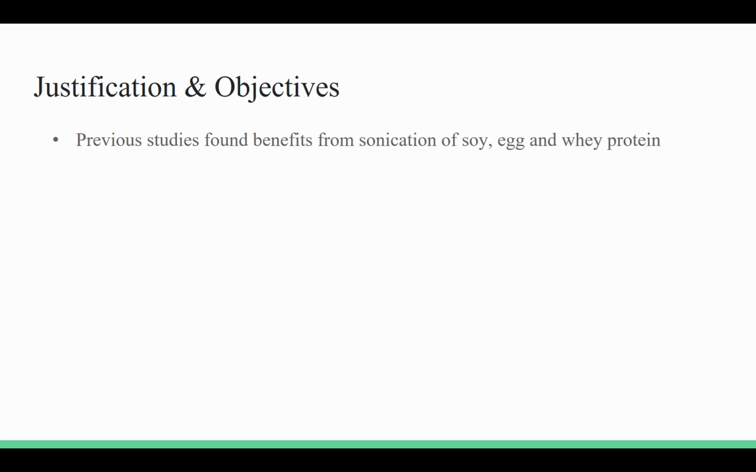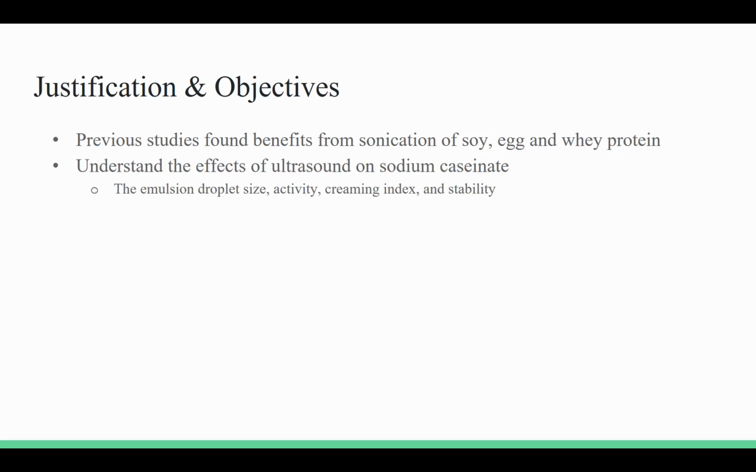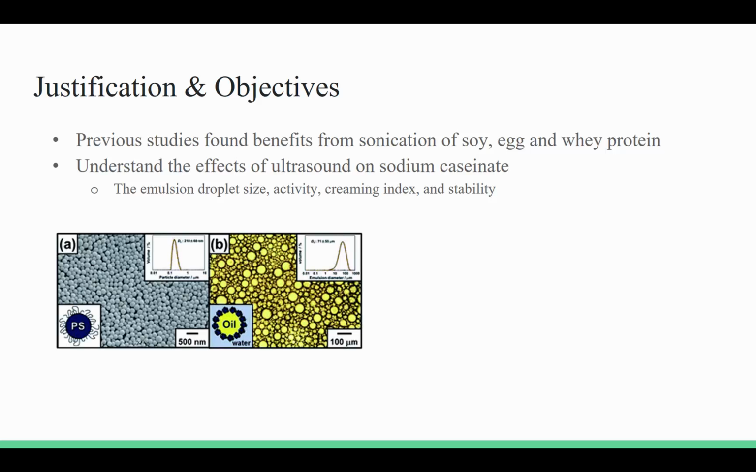All right, so why look at sodium caseinate? There have been previous studies that have found the benefits of sonication of soy, egg, and whey proteins. Some of the benefits are increased surface hydrophobicity, decreased particle size, and increased solubility. But there's minimal research done on casein and sonication, and even less on sodium caseinate.